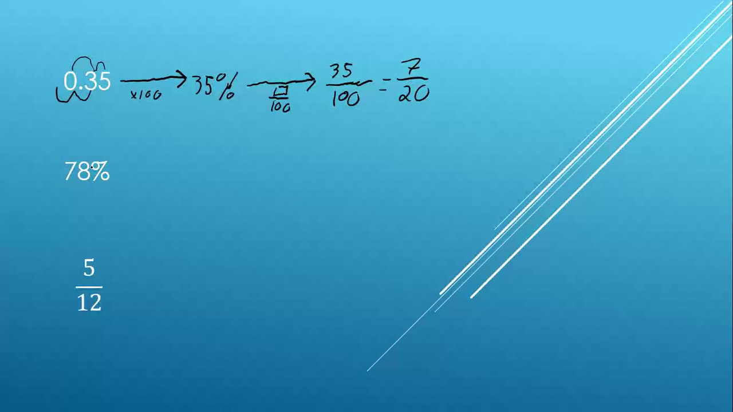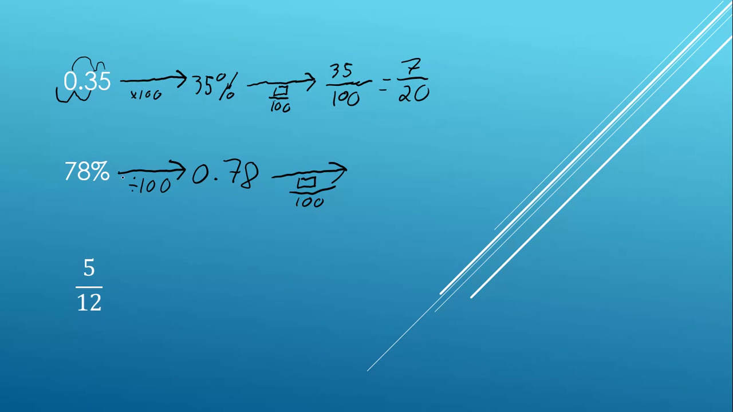Moving on, starting at a percentage. Similar to how we multiplied the decimal by 100 to get the percentage, we have to divide by 100 to get the decimal from the percentage. So we divide by 100, and we get 0.78. Now again, if we're going to turn this into a fraction, we can put it over 100.